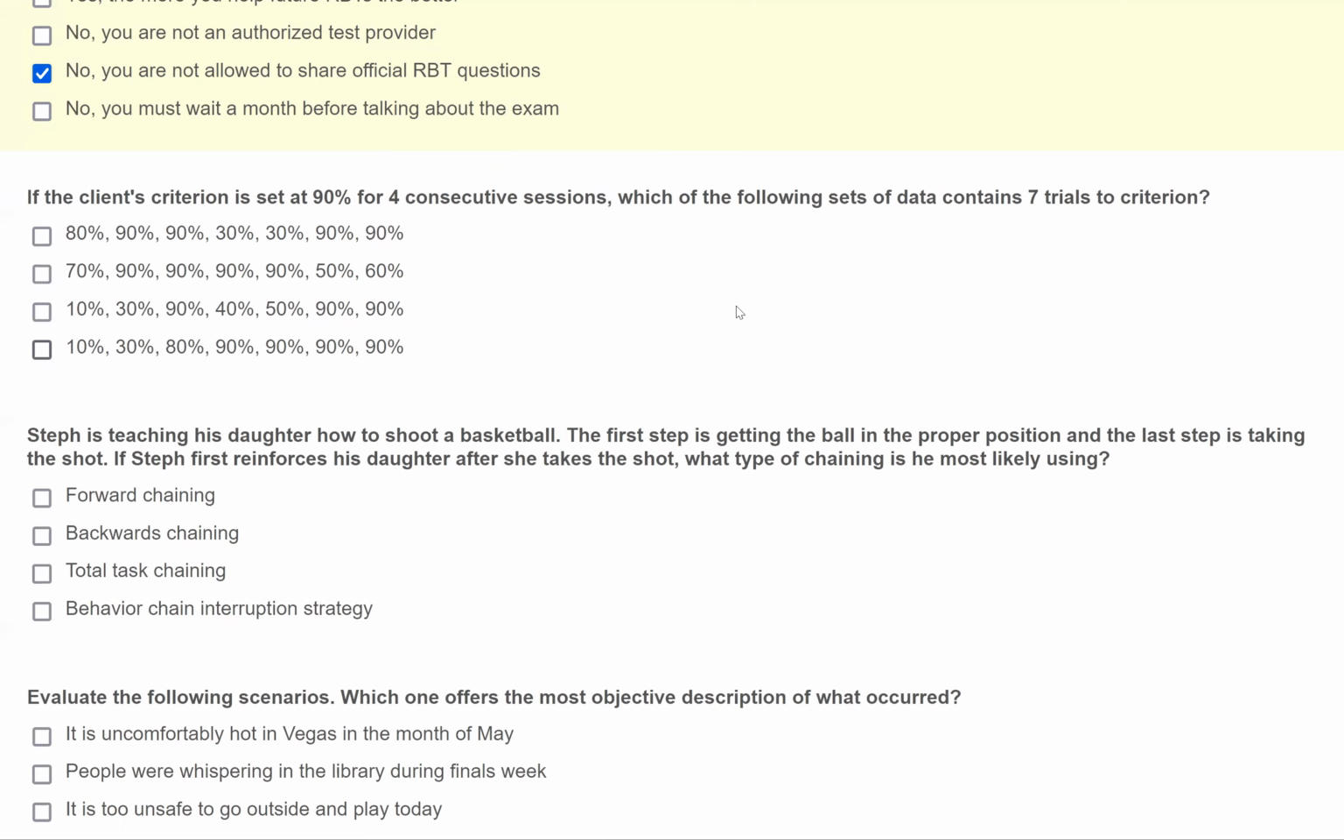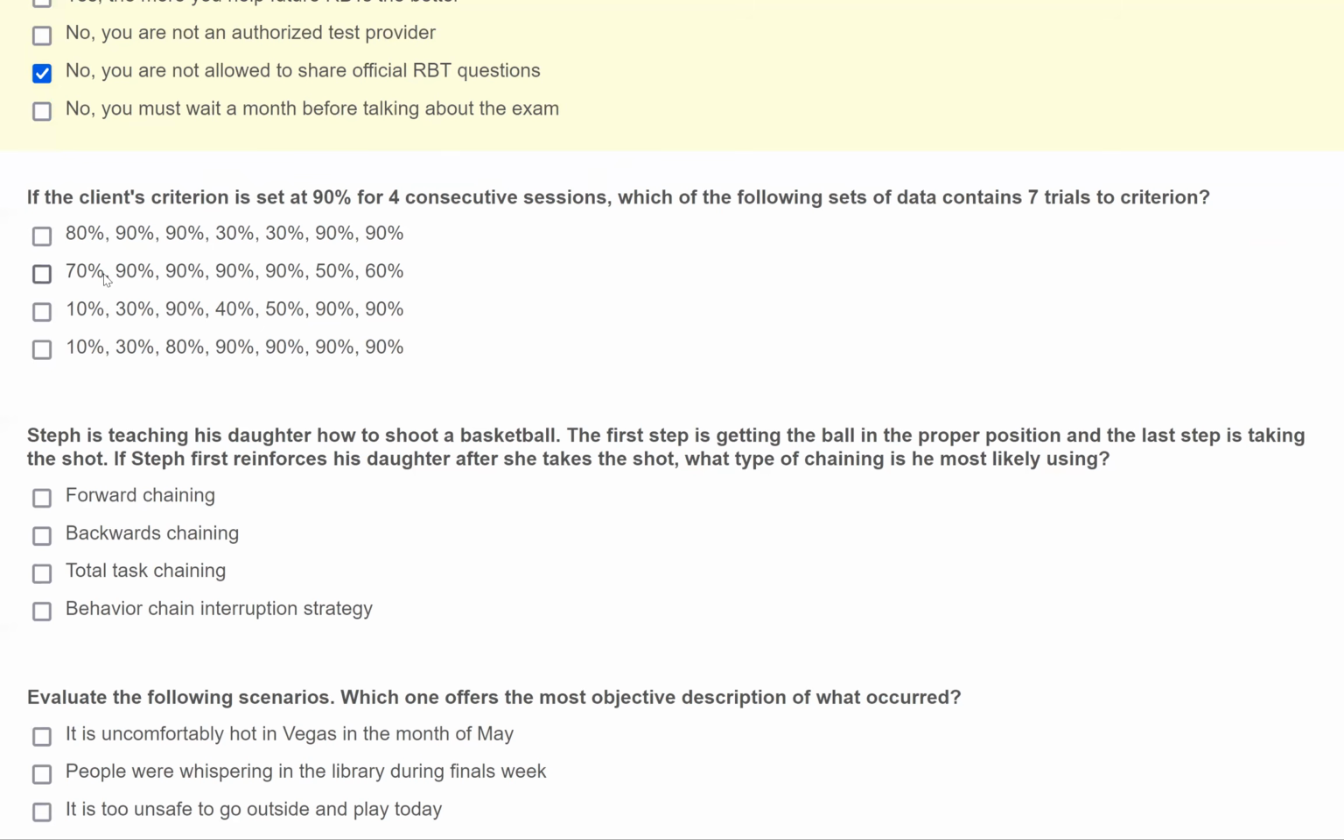But the question is asking for a data set that contains 7 trials to criterion. So it's not enough that we just have 4 in a row at 90%. We need one with 7 trials to criterion, meaning it's going to take us 7 trials to reach our criterion. A: 80%, 90%, 90%, 30%, 30%. So you can eliminate A. Why? Well, we don't even meet the criterion, right? We need 4 consecutive 90%. We don't get that with A.